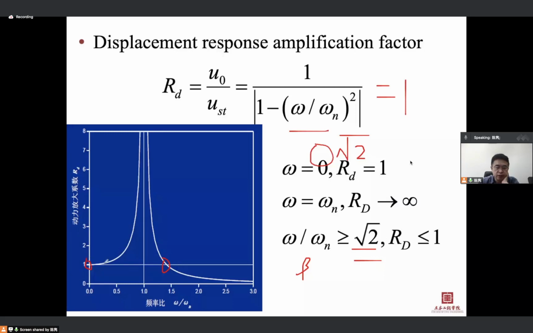As I mentioned, omega equals 0 here. It's actually a static load because there's no period, no frequency. So this one must equal 0, and this one must equal 1. When the frequency is very high, you can do an experiment by yourself.